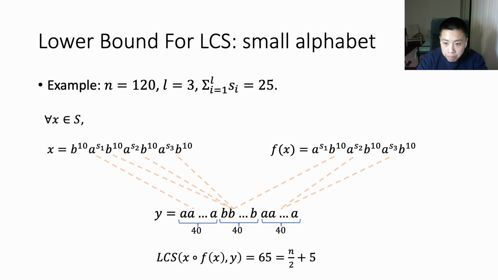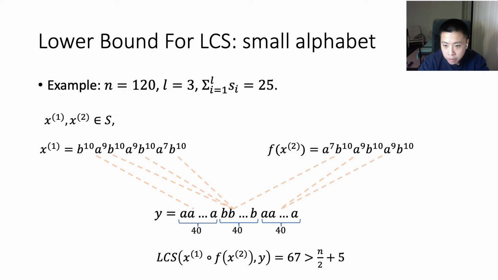Let's see an example. Let n equal 120 and consider any x in S. The LCS between y and the concatenation of x and fx is represented by the alignment in this slide. It has length 65, which is n over 2 plus 5.